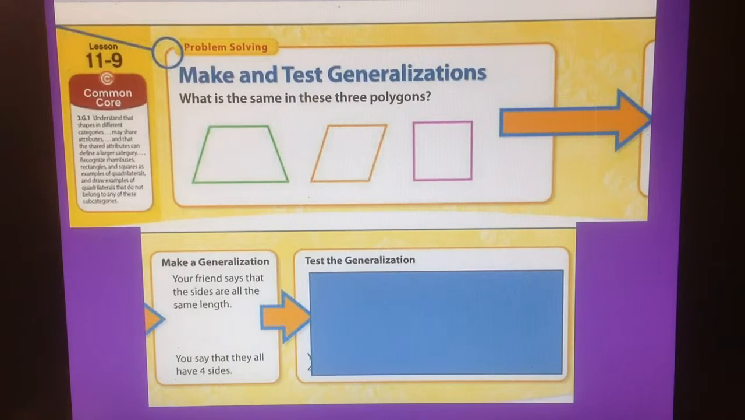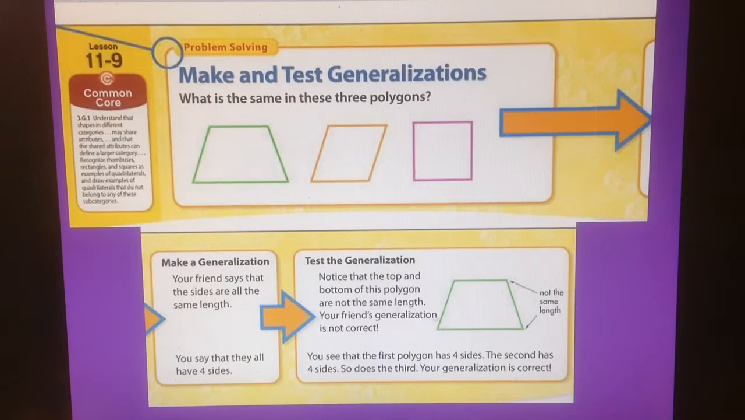This is what it had in the book today. We looked at three polygons at the top of the page here. And then we looked at two generalizations people had made about these three polygons. Your friend says that the sides are all the same length. Your generalization is you say they all have four sides. Only one of these two generalizations is correct, but which one is correct? Let's test the generalization.